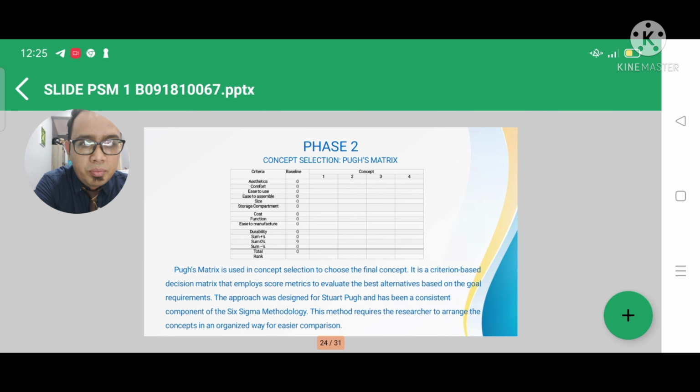This is the PUGH method. The PUGH method is used in concept selection to choose the final concept. It is a criteria-based decision matrix that employs a score metric to evaluate the best alternative based on the goal requirements.